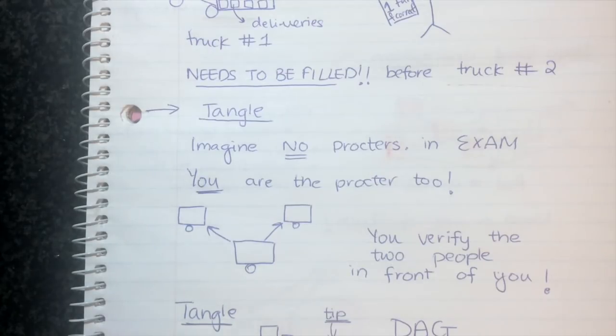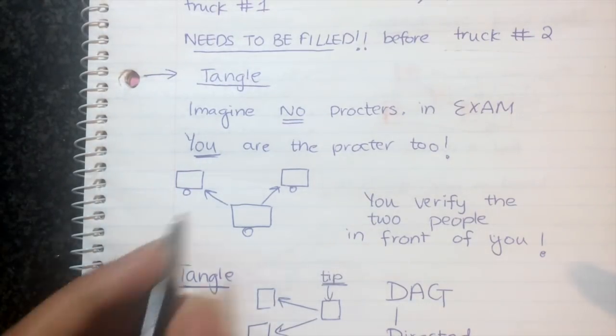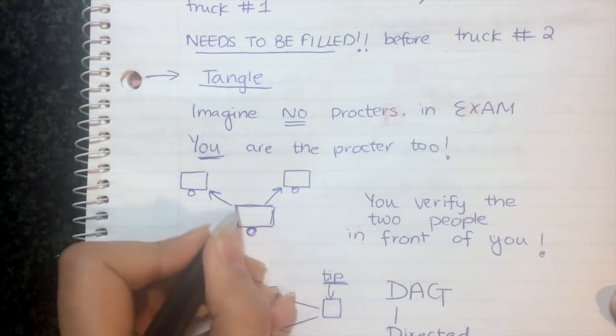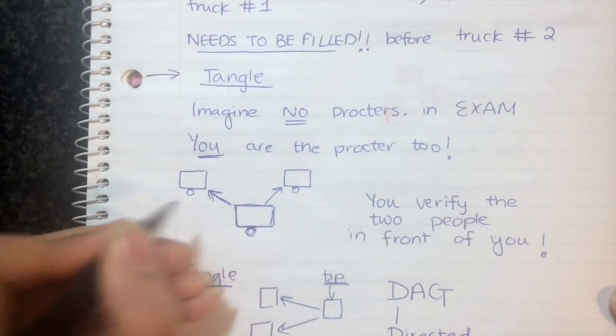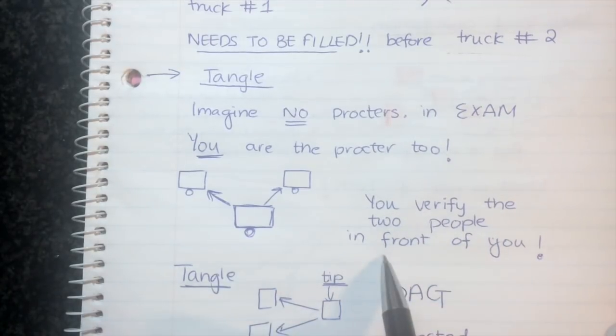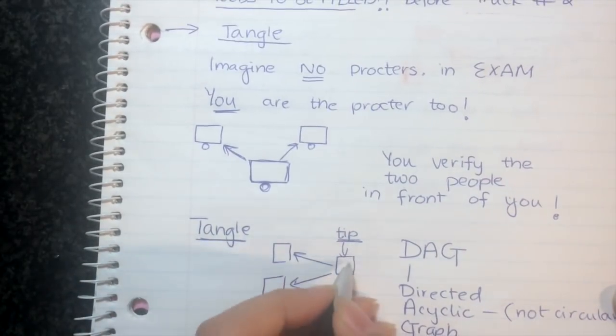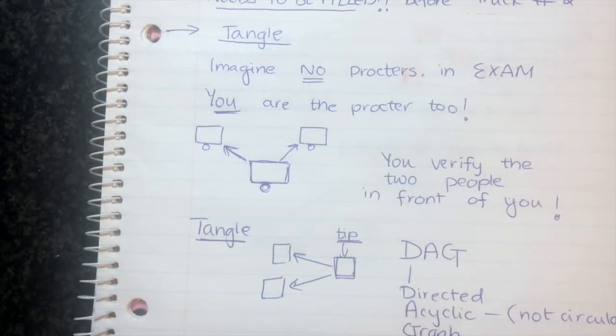However, in the Tangle, let's have another scenario. Imagine no proctors in an exam. I know that's not a very likable situation, but I guess it's a scenario. So in this scenario, you are also the proctor. Your job is to make sure the 2 people in front of you will not be cheating. So you verify the 2 people in front of you. Similarly, in the Tangle, if this is you, that's a tip, you just verify the 2 transactions in front of you.